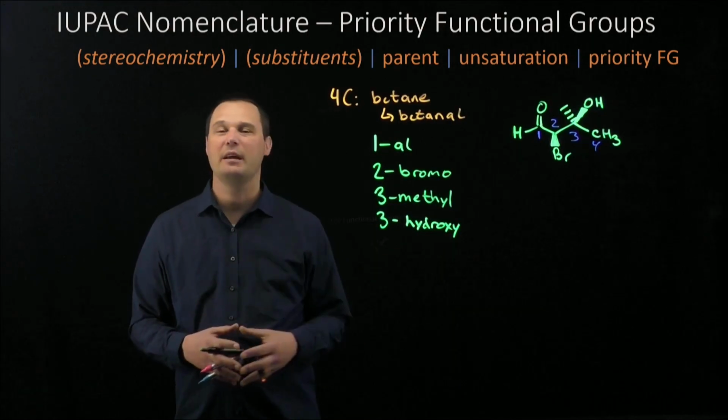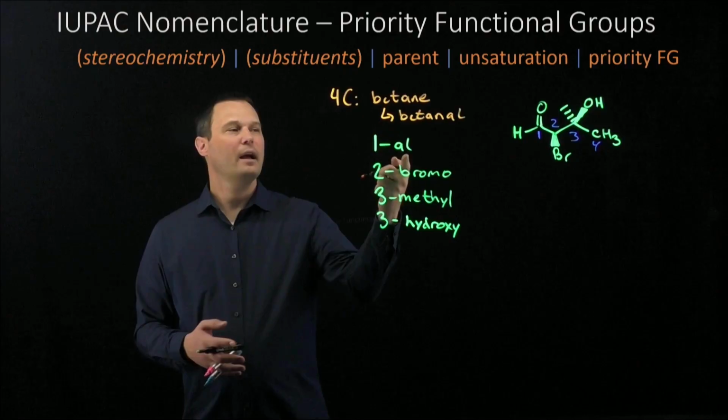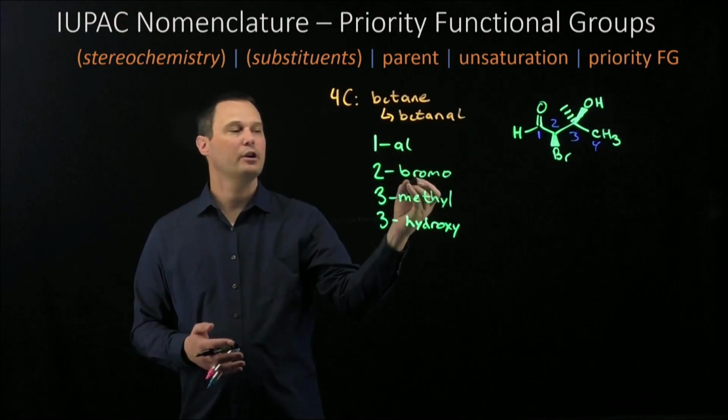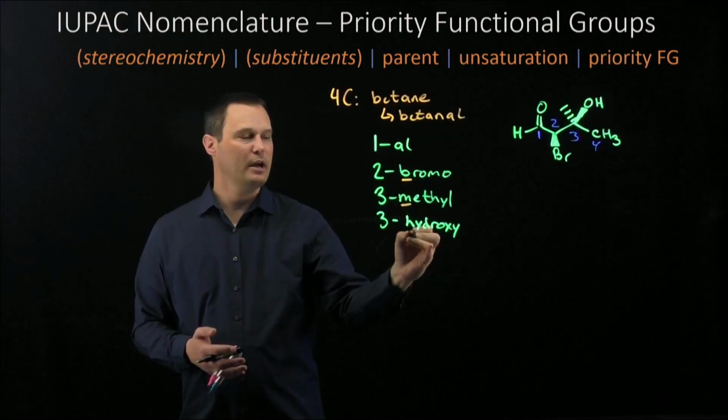Now we're ready to build the name of the molecule. We start by listing the substituents in alphabetical order. The AL for the aldehyde is included in the parent hydrocarbon, so we'll alphabetize bromo by the B, methyl by the M, and hydroxy by the H.